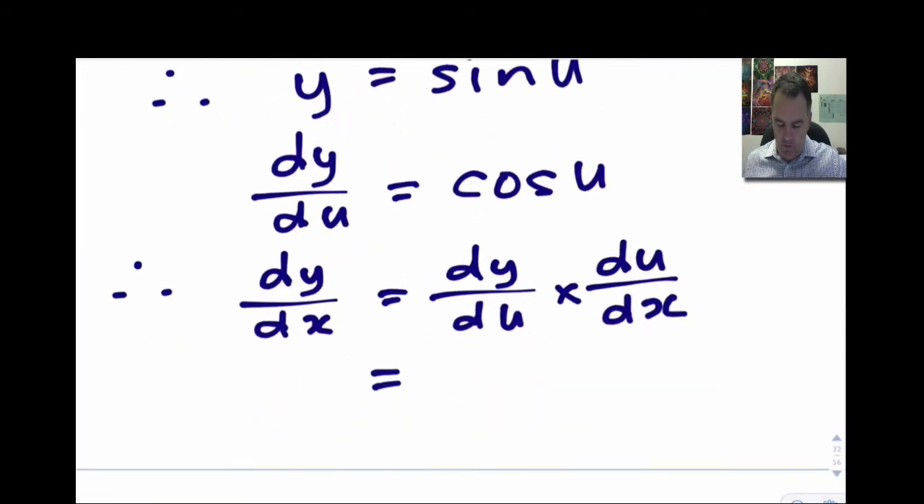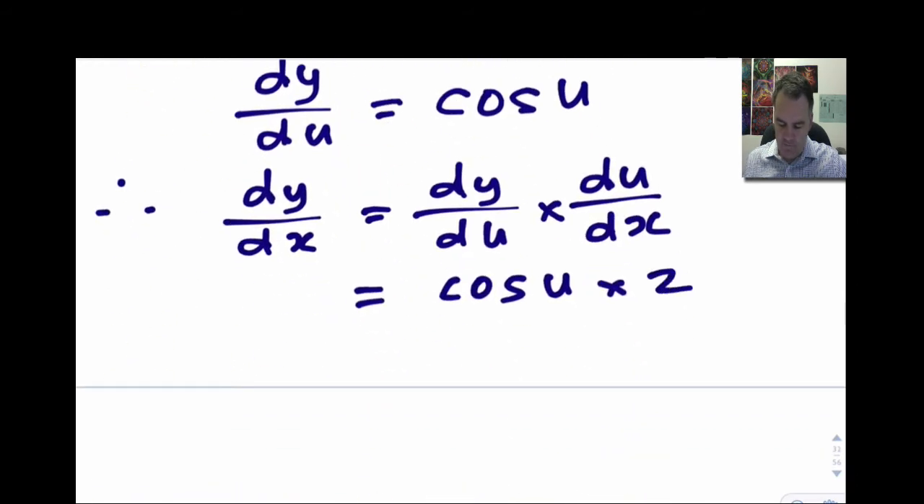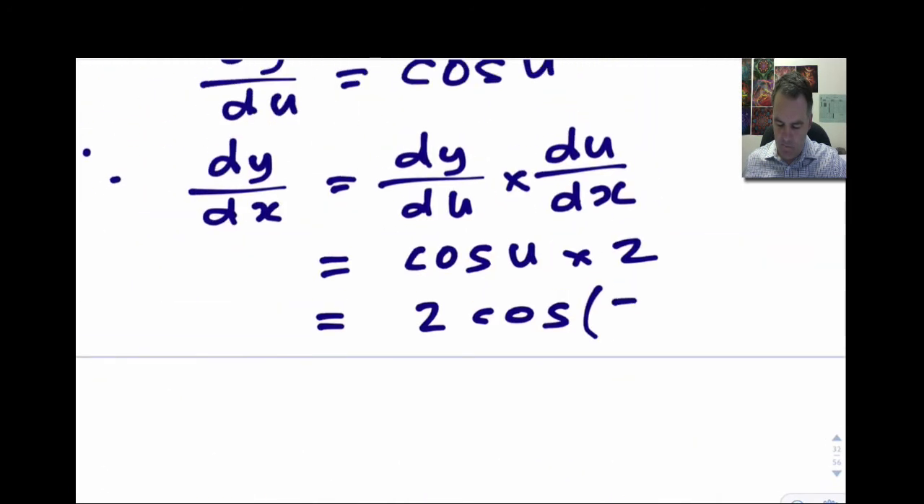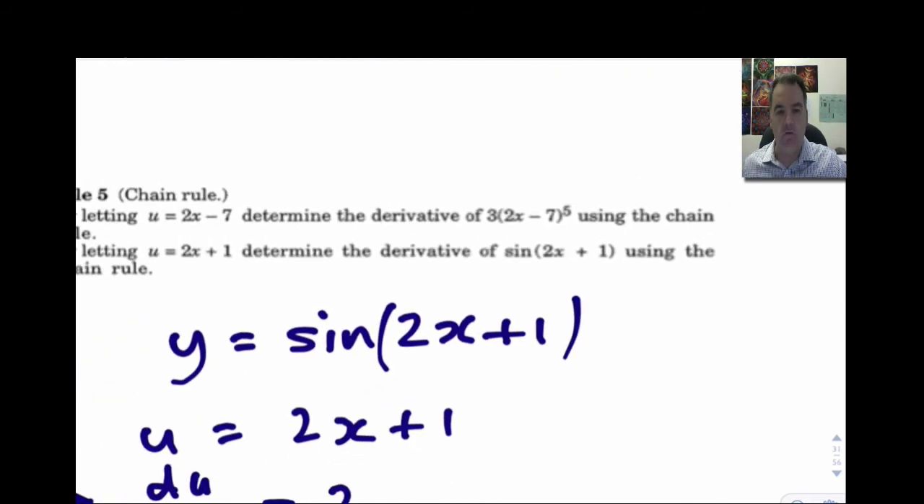So dy/du is cos of u, and du/dx was 2. So I can just write that as 2 times cos of u, and we know u is 2x plus 1. Done. So there's the derivative in terms of x. The shorthand here is just, like I said, for sine of 2x plus 1, the derivative of sine of a function of x is cos of that function of x times the derivative inside it.